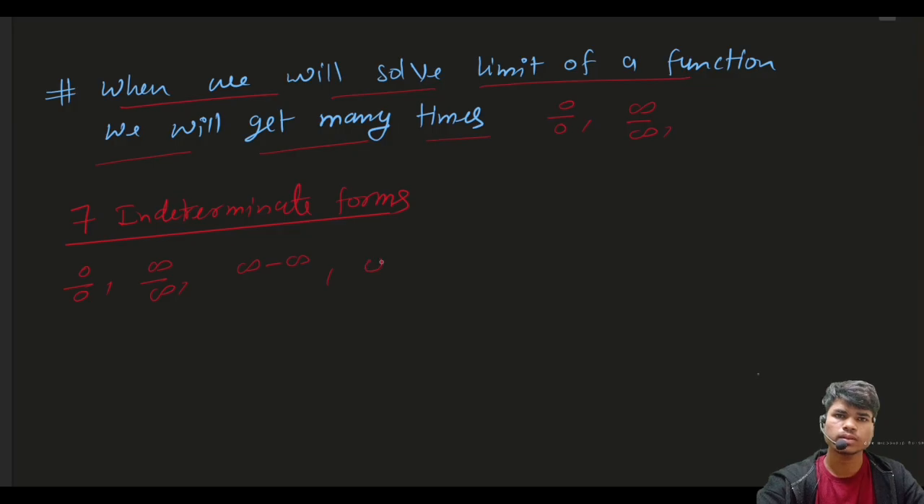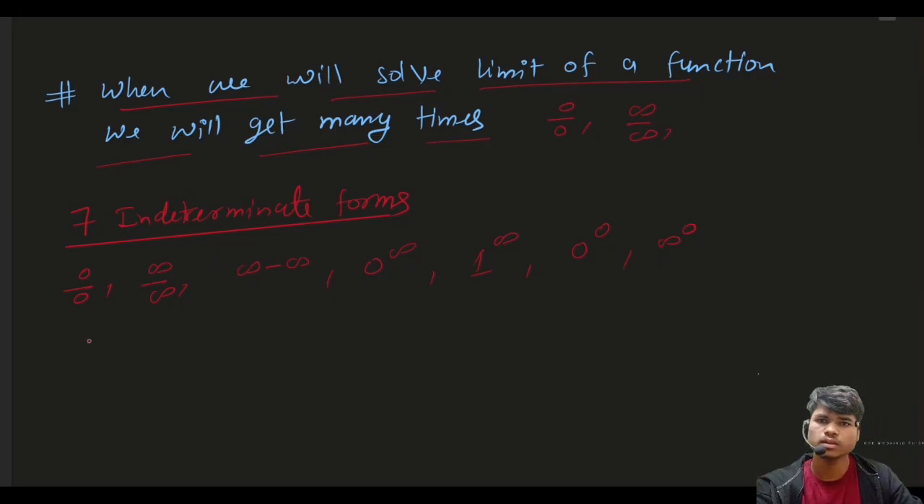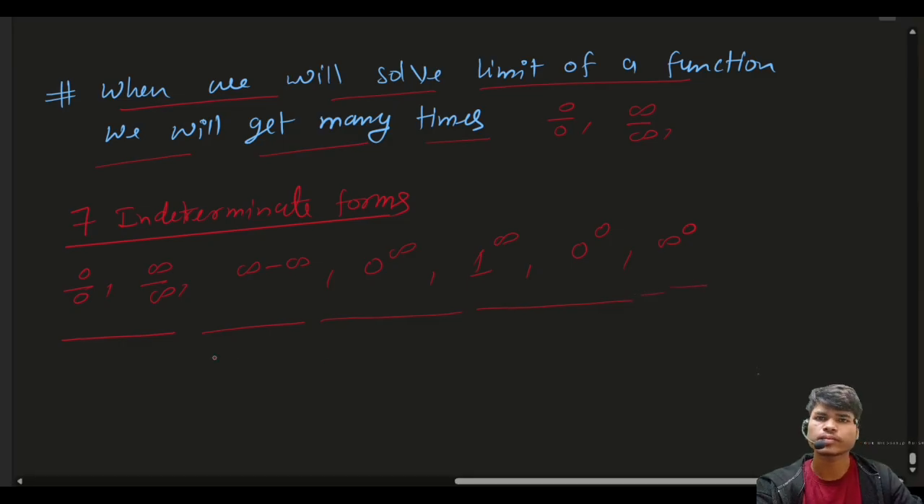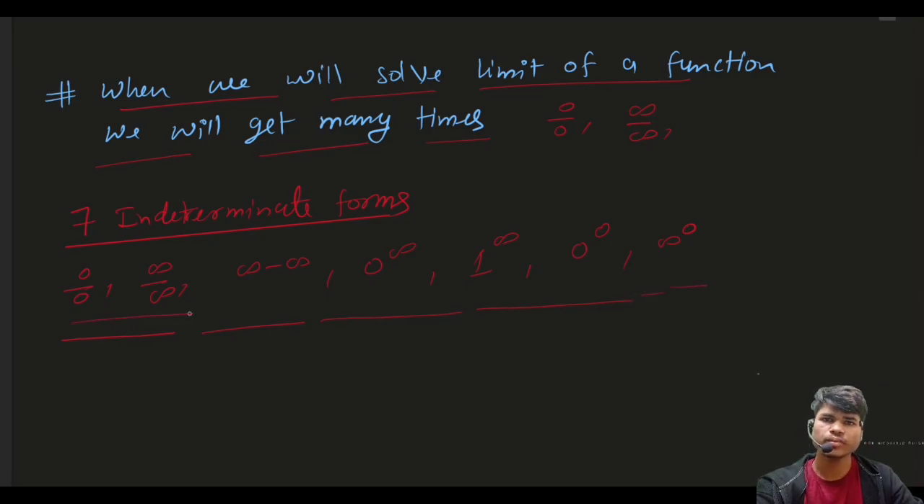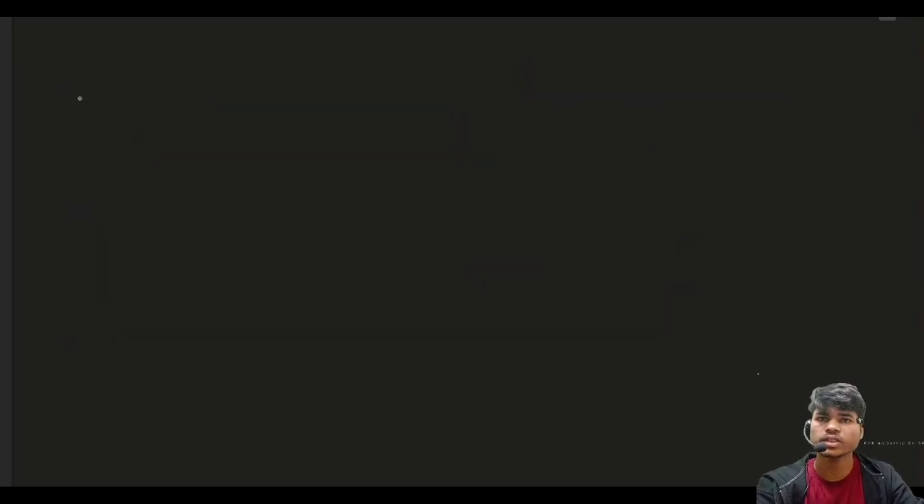Fourth, 0 to the power infinity. Fifth, 1 to the power infinity. Sixth, 0 to the power 0. Seventh, infinity to the power 0. Later we will see how we will solve the limit of a function after coming across such forms. There are separate methods for each form. There are some standard limits. We should remember these standard limits or formulas.